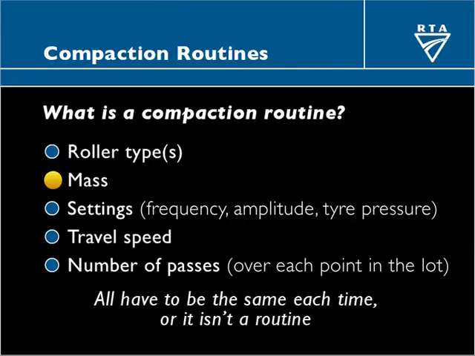define their masses, define any variable settings that they may have. Depending on the type of roller, that would be things like vibration frequency or vibration amplitude, or say tyre pressure if it's a multi-tyre roller. Define the travel speed, which affects the amount of effort that's put onto each point of a compaction lot, and we define the number of passes over each point in the lot with that combination of rollers. Now, if you keep all those things constant, we have a routine. If they vary, we don't. That's really all there is to that.